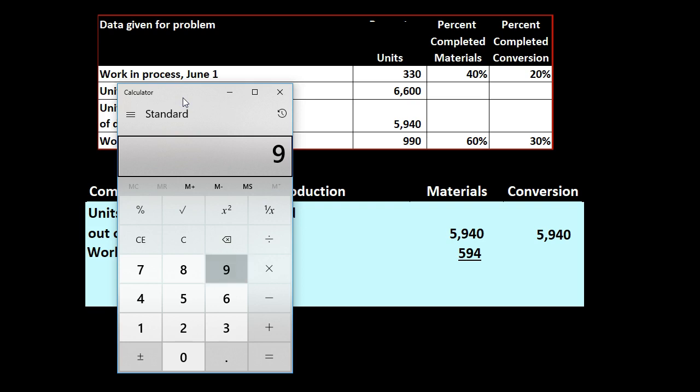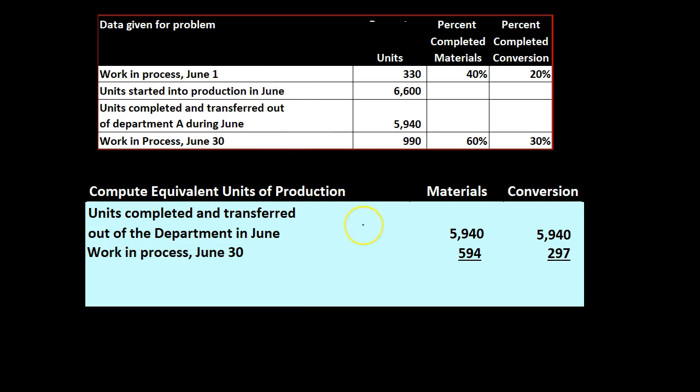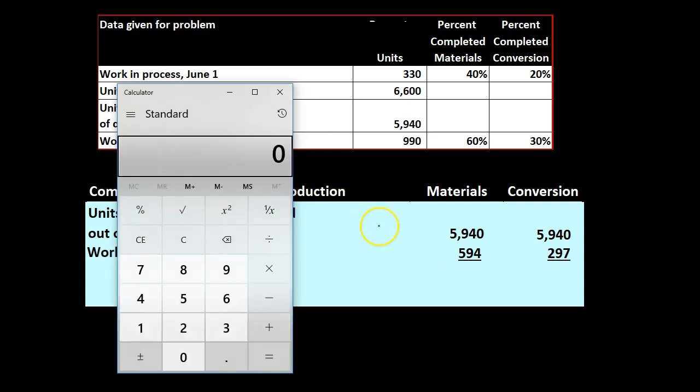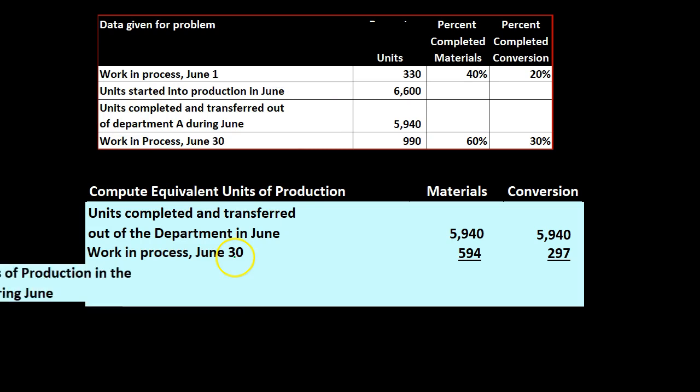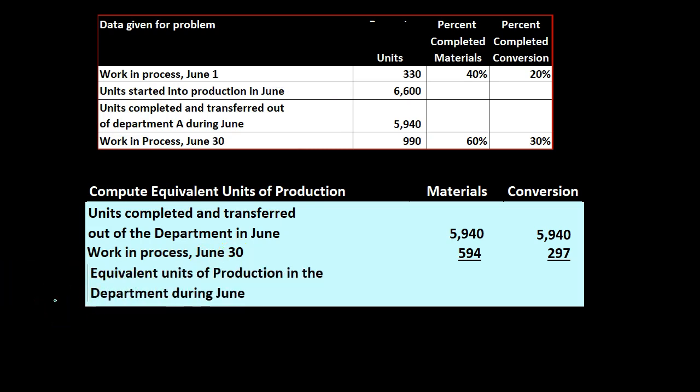How did we get to that? Well, it's going to be the 990 times 0.6, or 60%, which is 594. And then for the conversion, 297. So we've got 990 times 0.3. That's going to be the 297. And that's going to give us the equivalent units of production in the department during June, which is going to be the 6,534, which is the 5,940 plus the 594, and the 6,237, which is the 5,940 plus the 297.